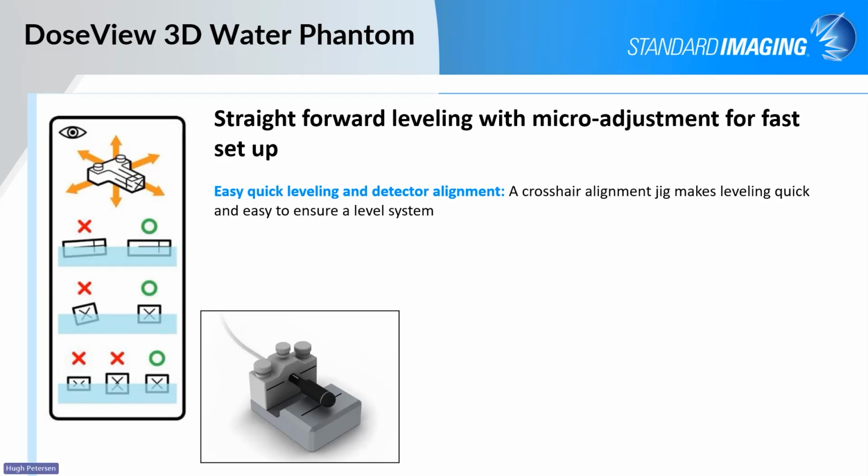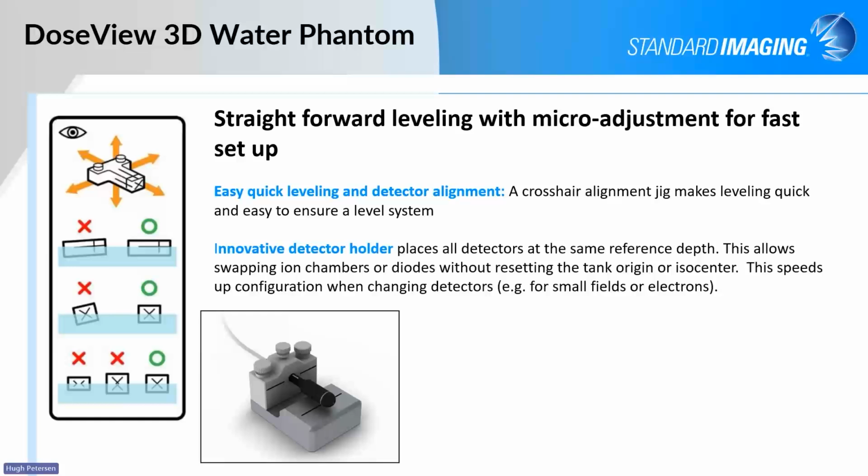And in doing that, we also have an alignment jig for the chamber. So you see the image here of the alignment jig has the same setup and the same screw mount as the chamber holder. So you set this up to your point of measurement, and then all you need to do is take this piece and replace it with that. And it puts all those detectors at the same reference depth and allows the swapping of any ion chambers or diodes without having to reset the tank origin or the isocenter. So that helps speed things up, for that convenience.